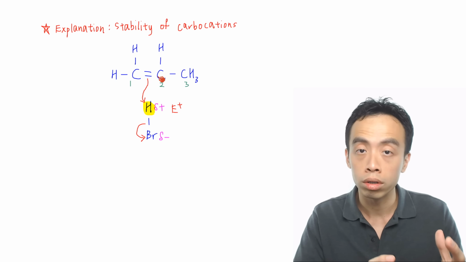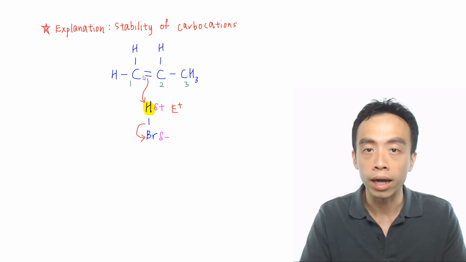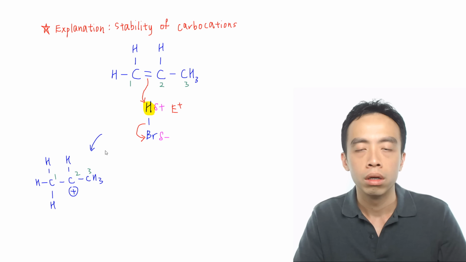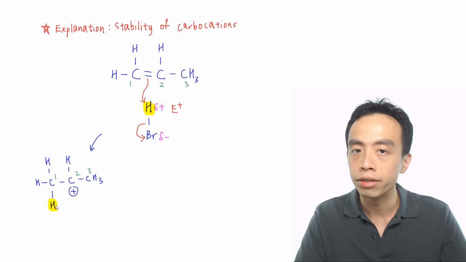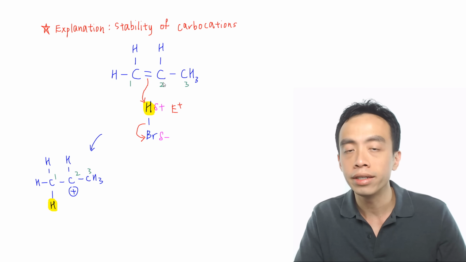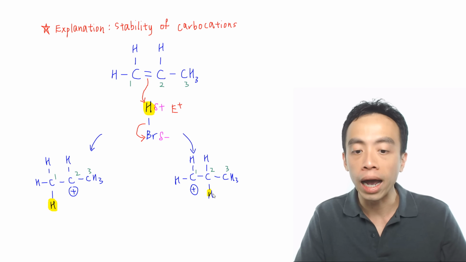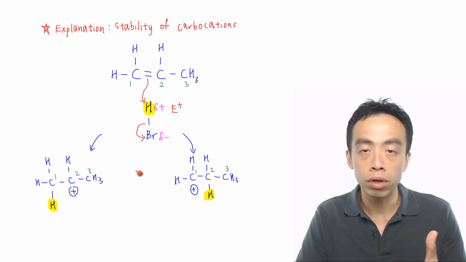So let's try to draw the two of them. If my hydrogen is joined to carbon 1, then my intermediate will look something like this. Alright, so this will be my intermediate when my hydrogen is joined to carbon 1. Now, if the hydrogen joins to carbon 2, then the intermediate will look something like this. So this will be the intermediate where my hydrogen is attached to carbon 2. Now, we have these two different possible intermediates here.